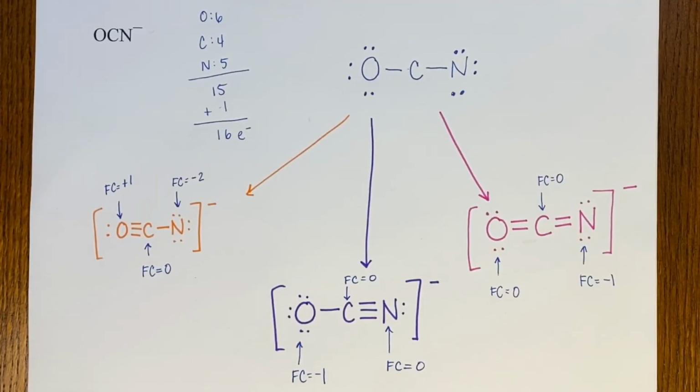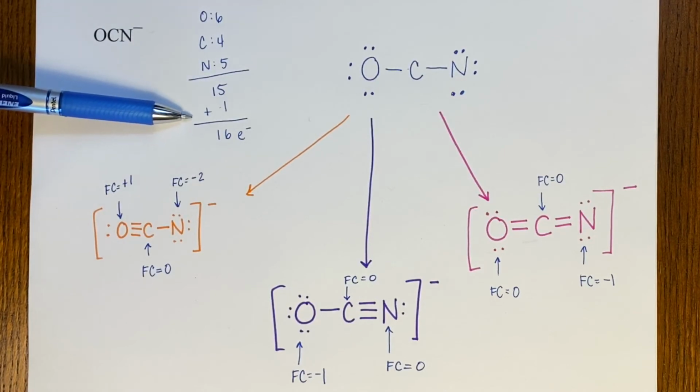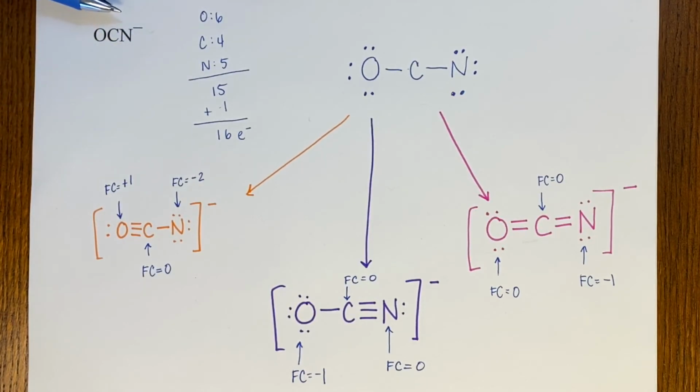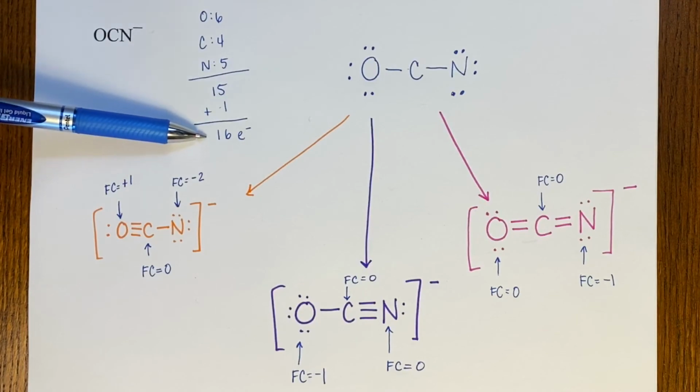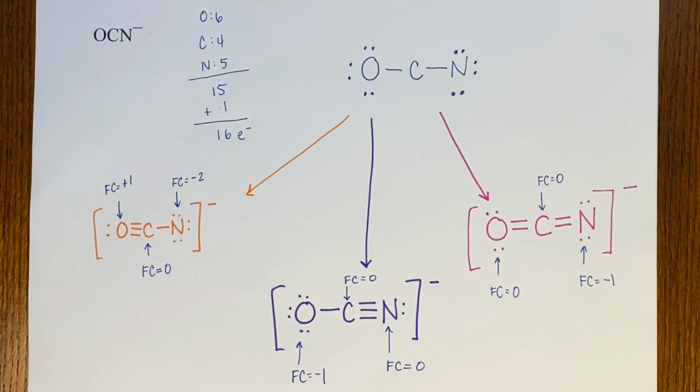So for the isocyanate ion, when you start by adding up the total number of electrons, you'll get 15 based on the atoms that are in the structure. You'll need to correct the electron count because this is a negatively charged ion, and you get 16. For the connectivity, we know that carbon is in the middle, bonded to the oxygen and the nitrogen, and this is the structure that we get at the end of step 3.